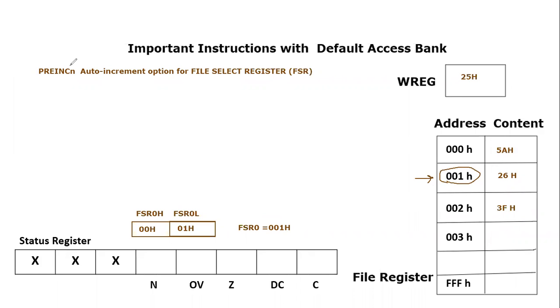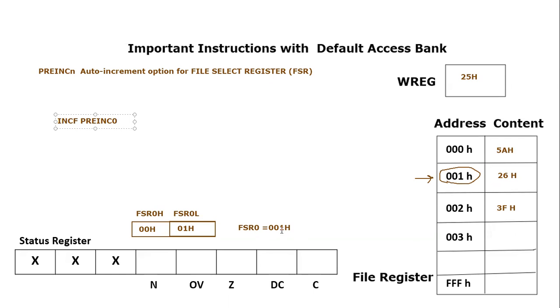And now we want to use this pre-increment option. Let's say I'm going to use INCF, increment file. I want to increment the file register which is pointed by FSR0, and I'm going to use pre-increment 0. The 0 indicates that we are referring to FSR0. Since pre-increment 0 is an auto increment option which is available only for file select registers, this 0 refers to FSR0. FSR0 is currently holding the address 001. That means this address will have some effect.